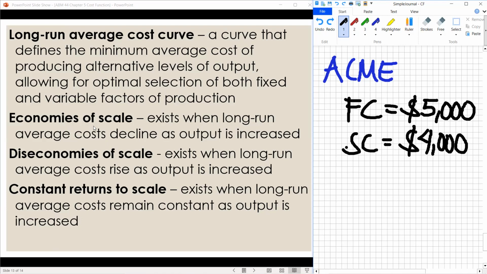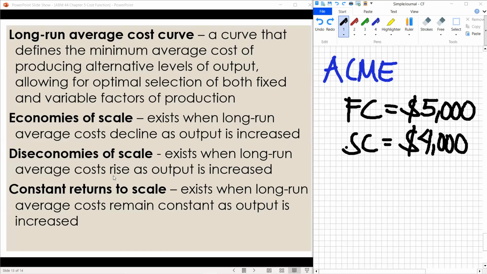So we have economies of scale. This exists when long run average cost declines as output is increasing. Again, average cost is declining. Okay, that's economies of scale, when long run average cost declines as output is increased. So the more our average cost is declining, that means we have economies of scale, or that means we are profiting.